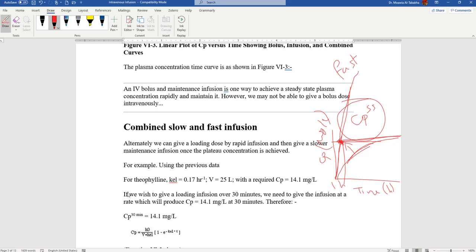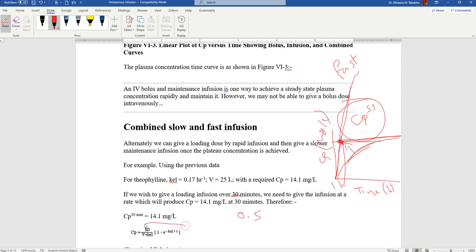Let's look at the following example. The same as the previous example. Okay, the normal K0 is 60 milligram per hour, KL is 0.17 hour to the power of -1, V is 25 liters, CP is 14.1 milligram per liter. Okay? Now, suppose we want to reach the CPSS in 30 minutes. 30 minutes means 0.5 hour because we are using hour. Okay? So what will you do?